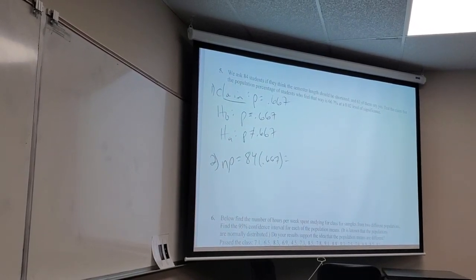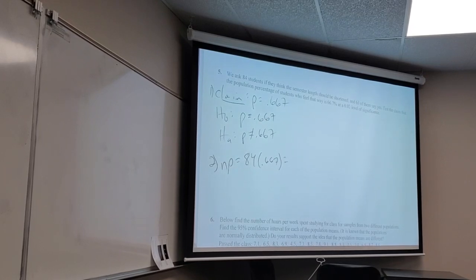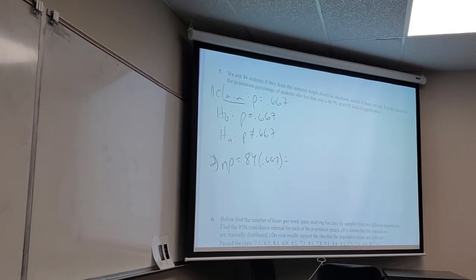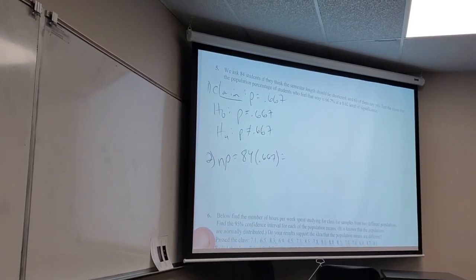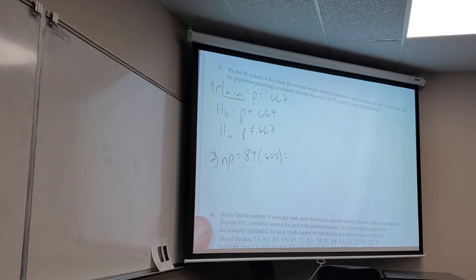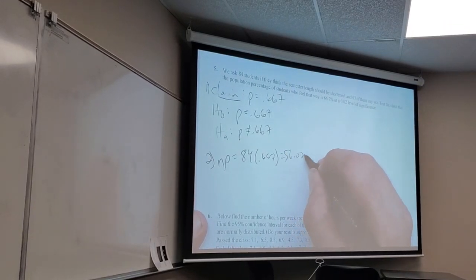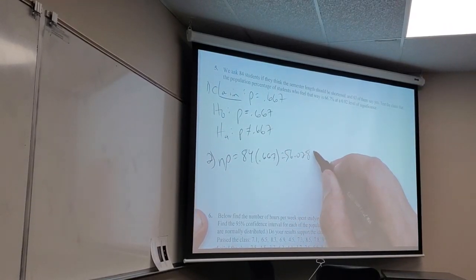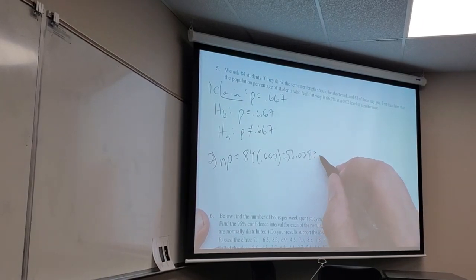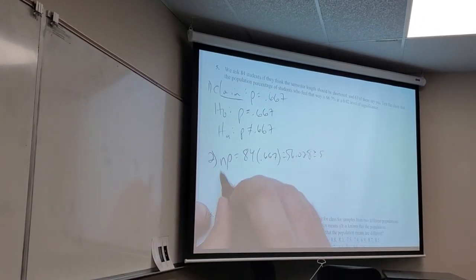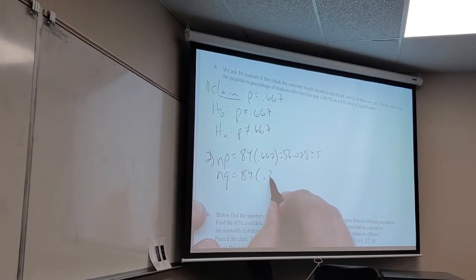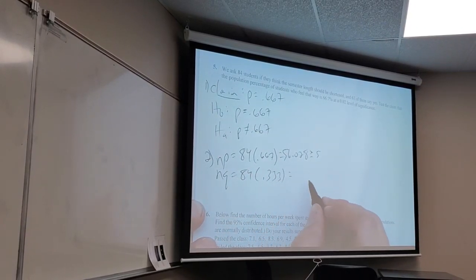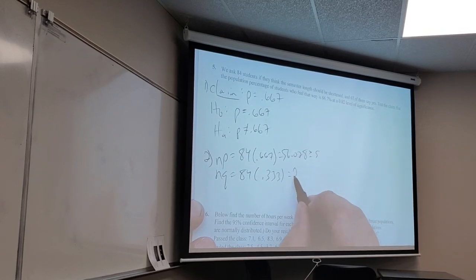You get something nice. If I remember correctly. Well, maybe not. I can't remember now. 56.028. Yeah, it's pretty close to nice. 56.028. And that is greater than or equal to 5. And then, of course, NQ would be 84 times 0.333, which is 27.972.